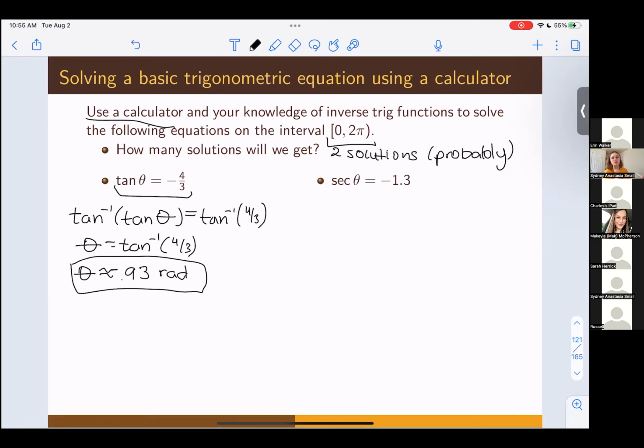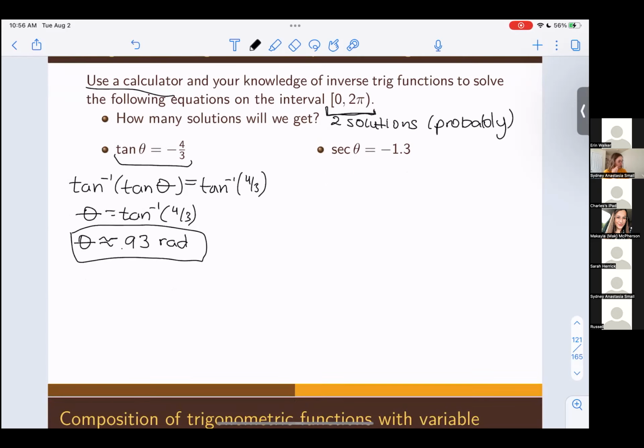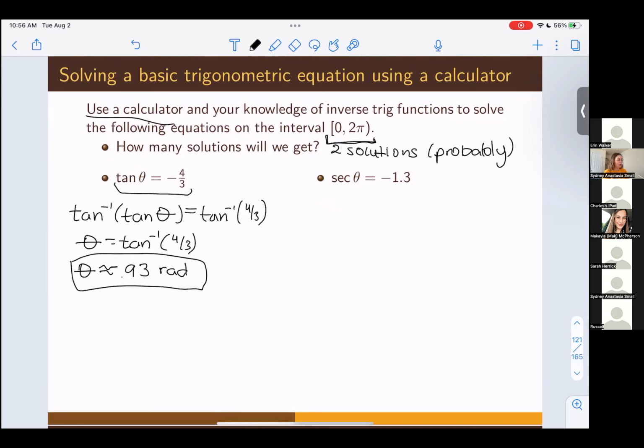But we have 2 things to consider first. First of all, is it the only solution? Well, we know it's not because we know that every single trig function has infinitely many solutions. That's why when I said find all solutions, we had to add a 2 pi k to the end. But more importantly than that, is it even in our interval 0 to 2 pi? It's not. Negative 0.93 radians, that's a negative number. That is less than 0. So this isn't even one of our solutions that we want. We know we're going to have two solutions in the interval 0 to 2 pi.